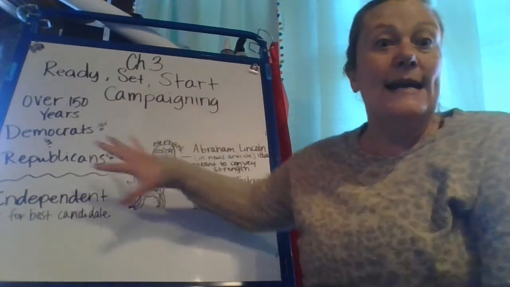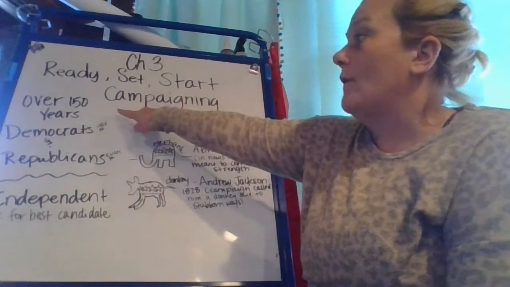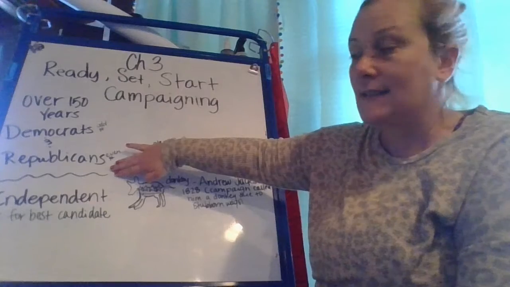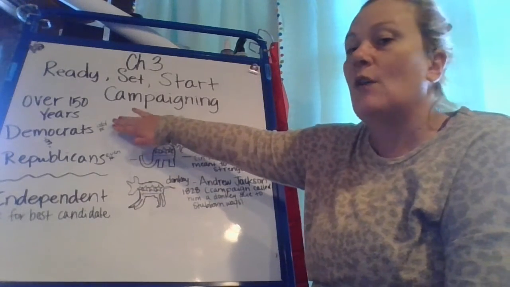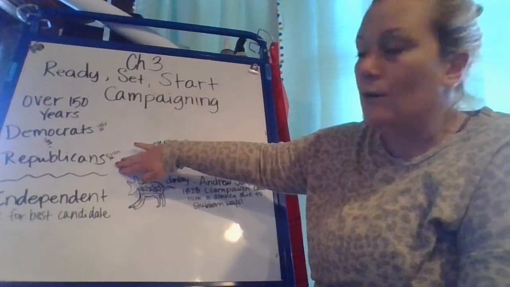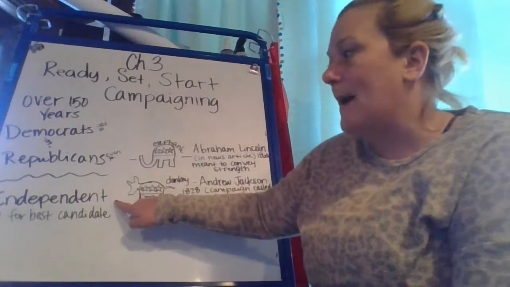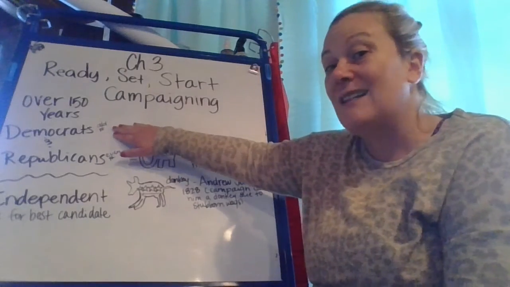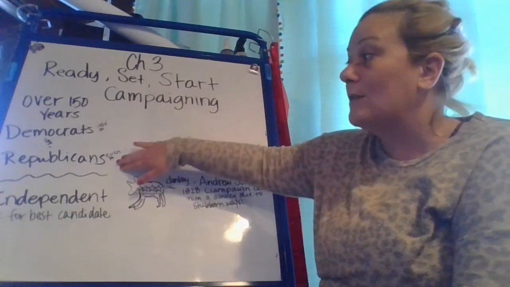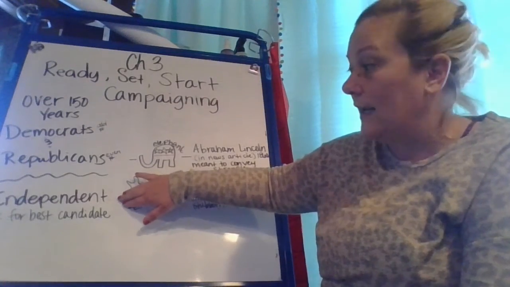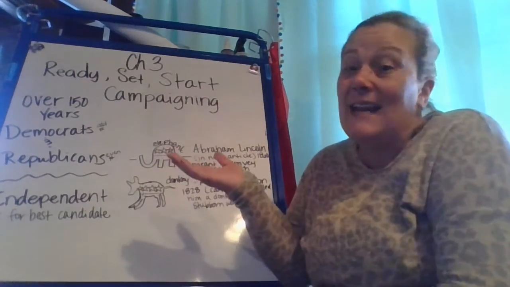So let's recap what we learned. Over 150 years, we've had Democrats and Republicans. And on that quiz, remember, the odd numbers are for the Democrats and the even numbers are for the Republicans. Independent. So sometimes our views don't align with the Democrats and sometimes our views don't align with the Republicans. So there's another group called independents. And you just vote for the best candidate.